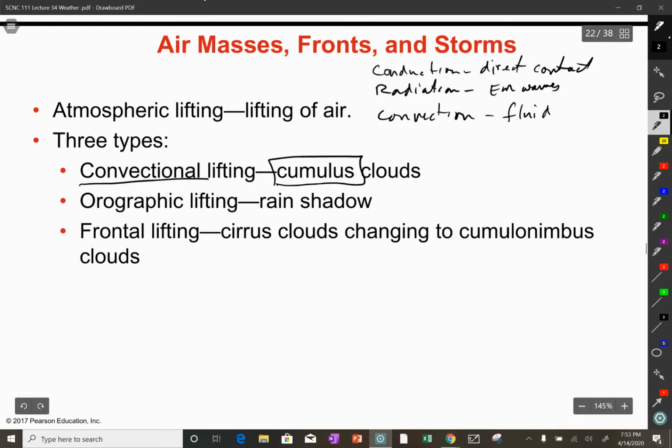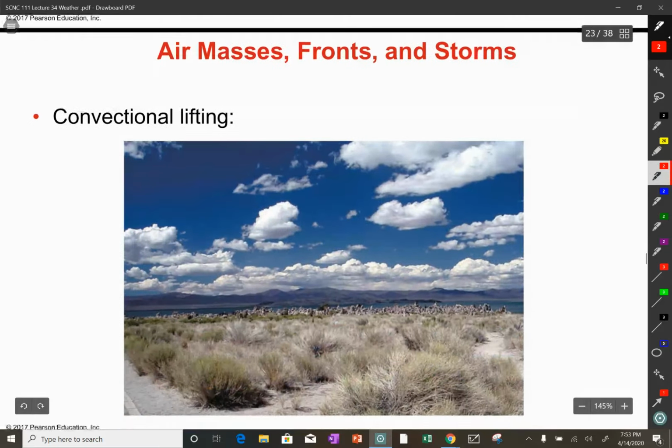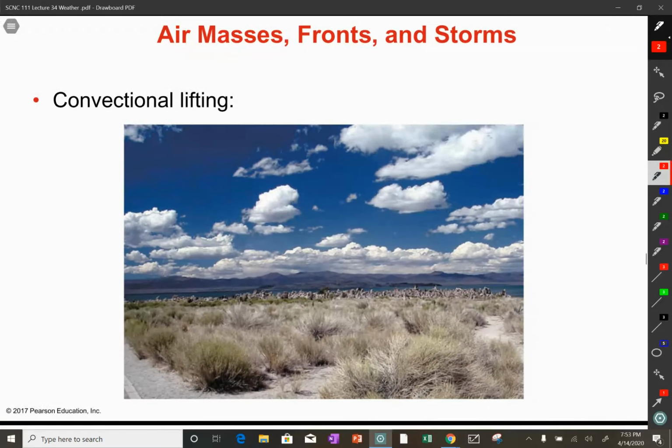Now, orthographic lifting is when you have land features that are causing the air to rise. And we'll see example pictures coming up. And then frontal lifting, that's air is causing it to rise. So we'll look at each one of these and see how they play into forming clouds and rain.